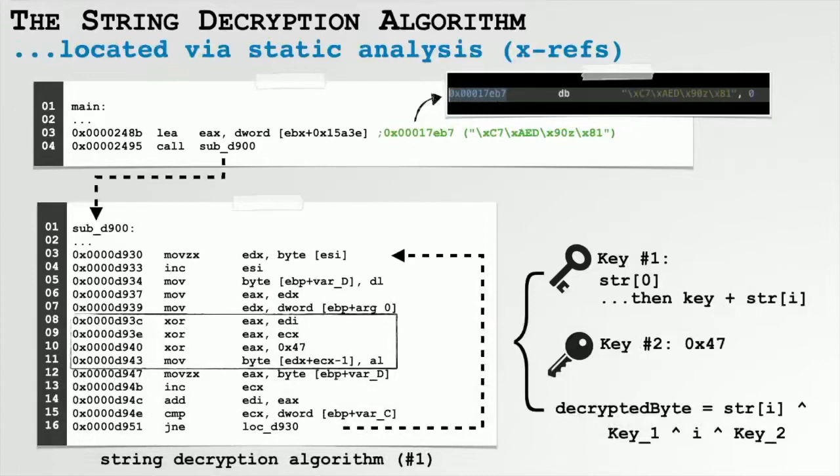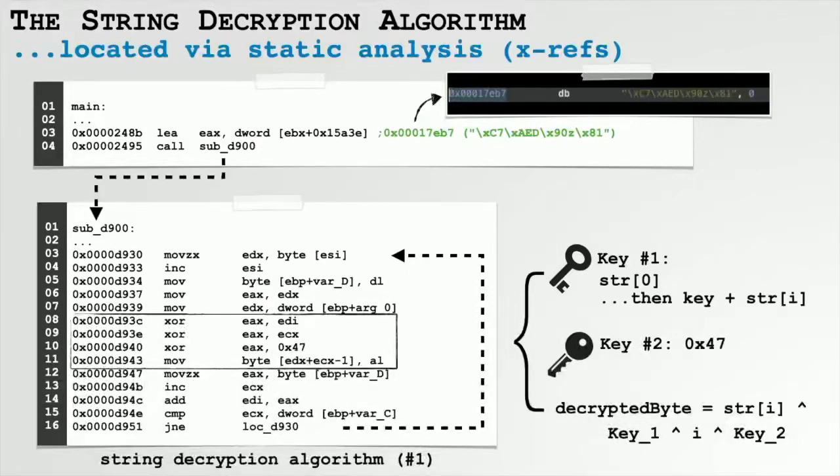Obviously, the malware has to decrypt the string before it's using it, and normally the decryption function is implemented in a standalone or helper function. So as we can see on the slide, there's an encrypted string that's passed to a subroutine called sub_D900. And if we look at the cross-references for this subroutine, we can see it's called every time an encrypted string needs to be decrypted. So it's a likely candidate for the string decryption algorithm.